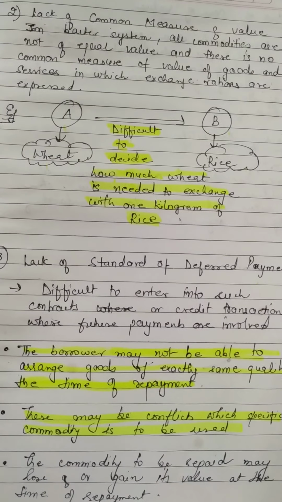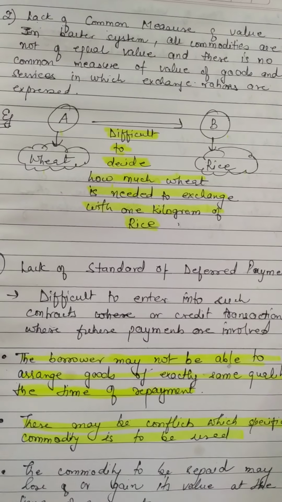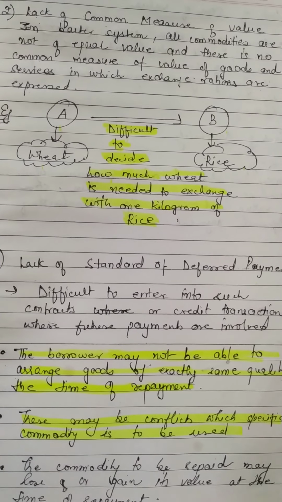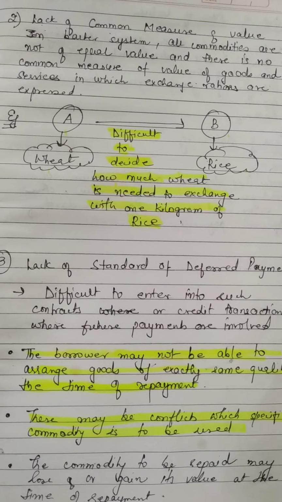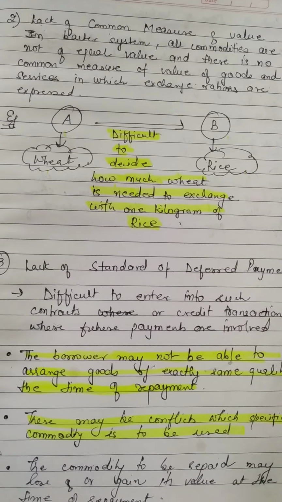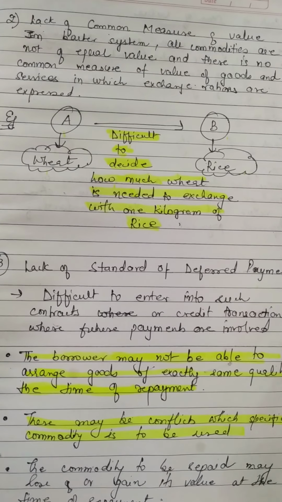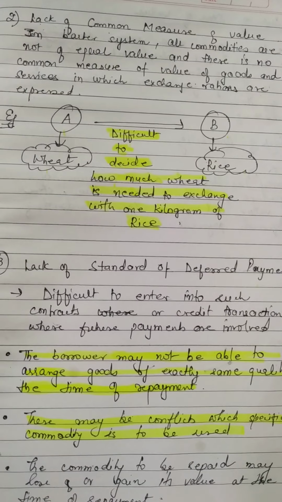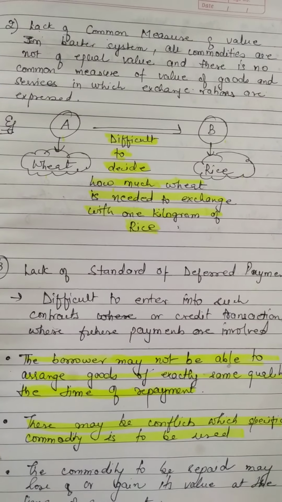Third one is, we are using goods here. So if you are storing goods and thinking that you will use these goods for the purpose of repayment, maybe those goods, if they are perishable in nature, may lose their value over a period of time, or they may lose their quality over a period of time. And of course, the vice versa case will also happen.